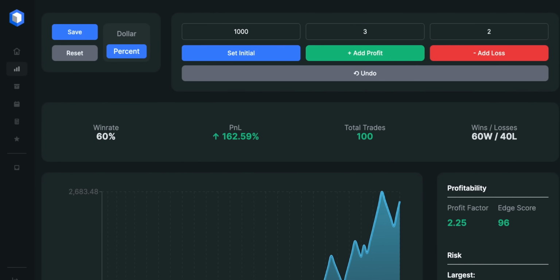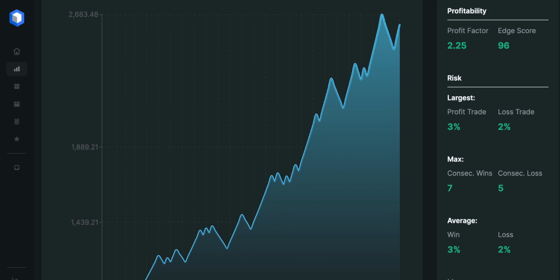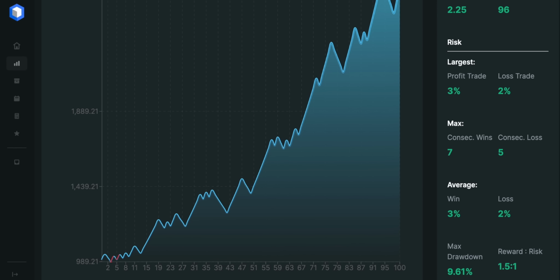Okay, the backtesting is finished and here are the results. So the win rate for the strategy is 60% and we increased our account size by 162.59%. The profit factor is 2.25 and we had 7 consecutive wins against 5 consecutive losses. The maximum drawdown for the strategy is 9.61%. So these numbers basically tell us that this strategy is less risky.